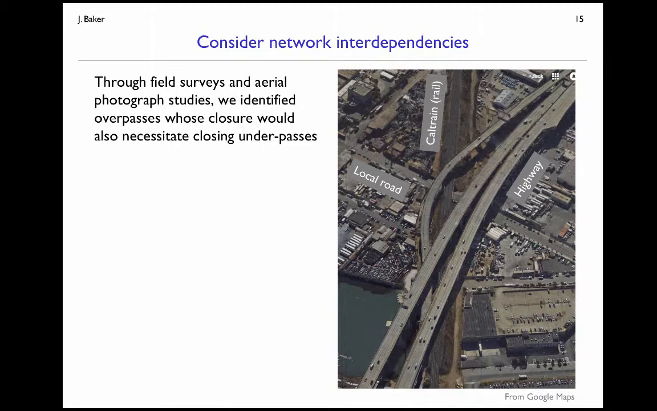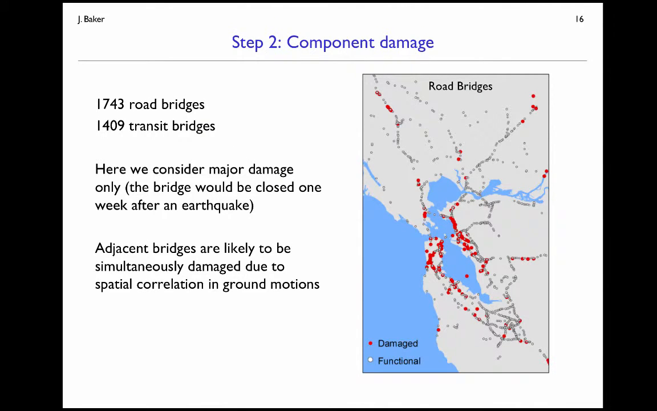And so we used field surveys, going out and looking at these bridges, as well as aerial photographs, to identify these overpasses and which other transit links would be impacted by severe damage to the overpass. Okay, and then in this transportation model, we have a total of about 1,700 road bridges that need to be considered and 1,400 transit bridges that need to be considered. A great number of those are elevated sections of the BART transportation system, but a lot of the transit systems have bridges to be considered.